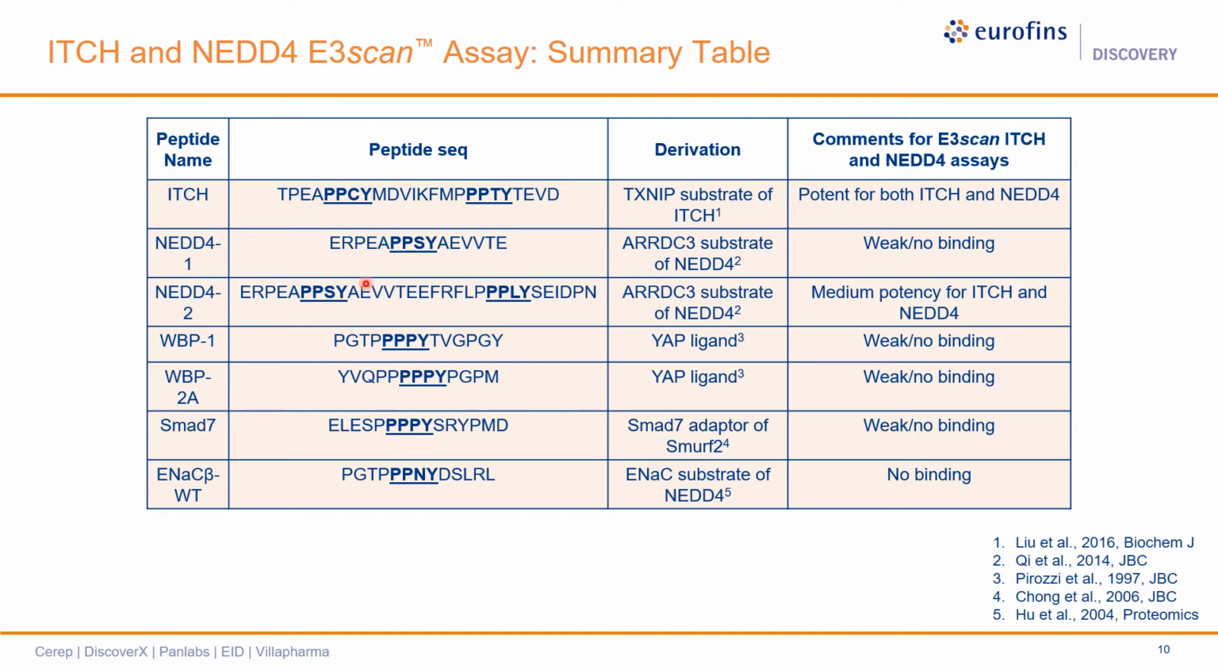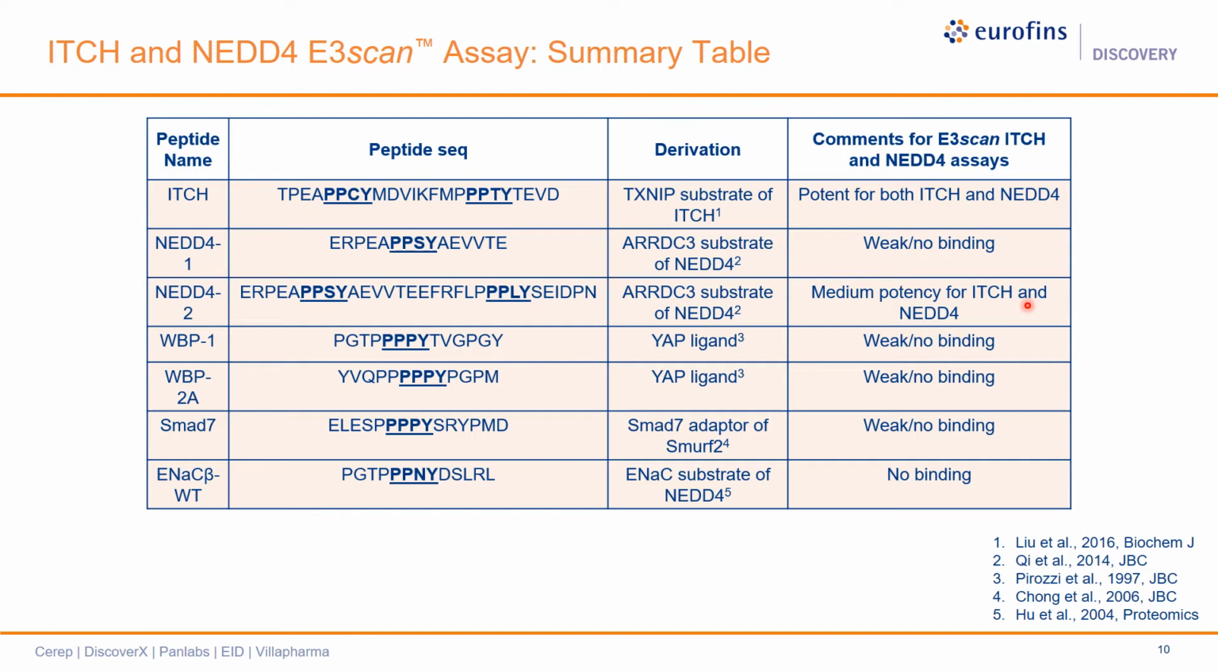The NEDD4 1 and 2 peptides are derived from the NEDD4 substrate ARRDC3. The only difference between them is that one has two PPxY motifs and the other just one. The peptide with the two motifs showed stronger binding to NEDD4 as expected, and in addition, we also observed binding of these peptides to ITCH. So this suggests that ITCH and NEDD4 have a common preference for their PPxY motif substrates.